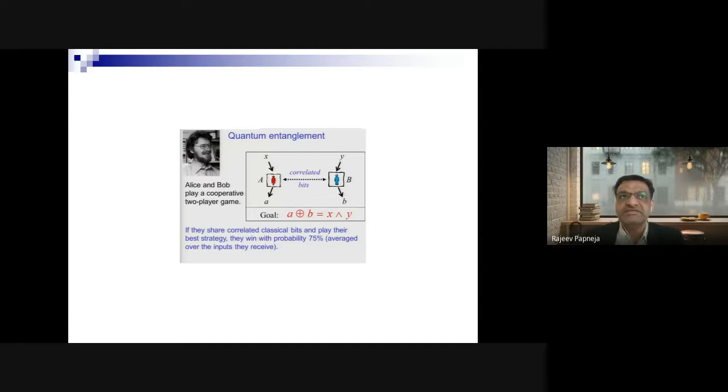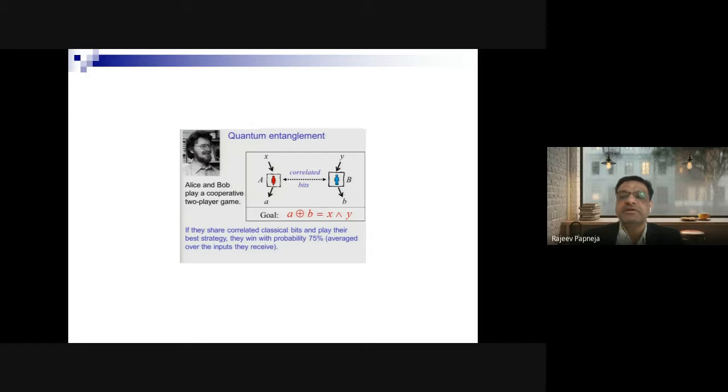The only difference is that in that game, they are able to communicate with each other. But when we are talking about quantum entanglement, you are not able to communicate with each other, but you are still playing a game together. So imagine that we had 2 players, say Alice and Bob, who are playing a cooperative game. That means both players are on the same side. They are both trying to win. And this game has the following structure.